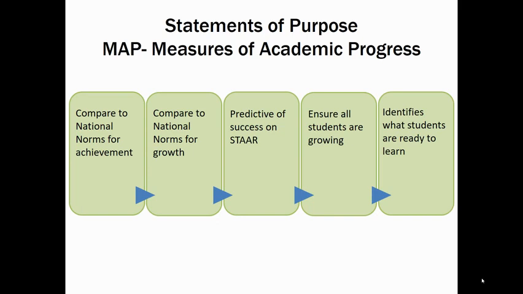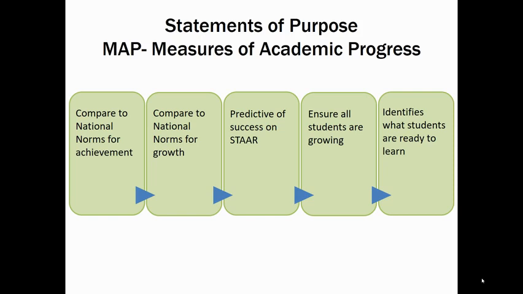We should always begin with a purpose. What is our purpose for using MAP, or measures of academic progress? Why MAP? This test measures student performance compared to national norms for achievement and national norms for growth. MAP results are highly predictive of performance on STAR. Because MAP is not grade level specific, it allows us to make sure all students are learning and growing year after year, not just the students who are on or below grade level.